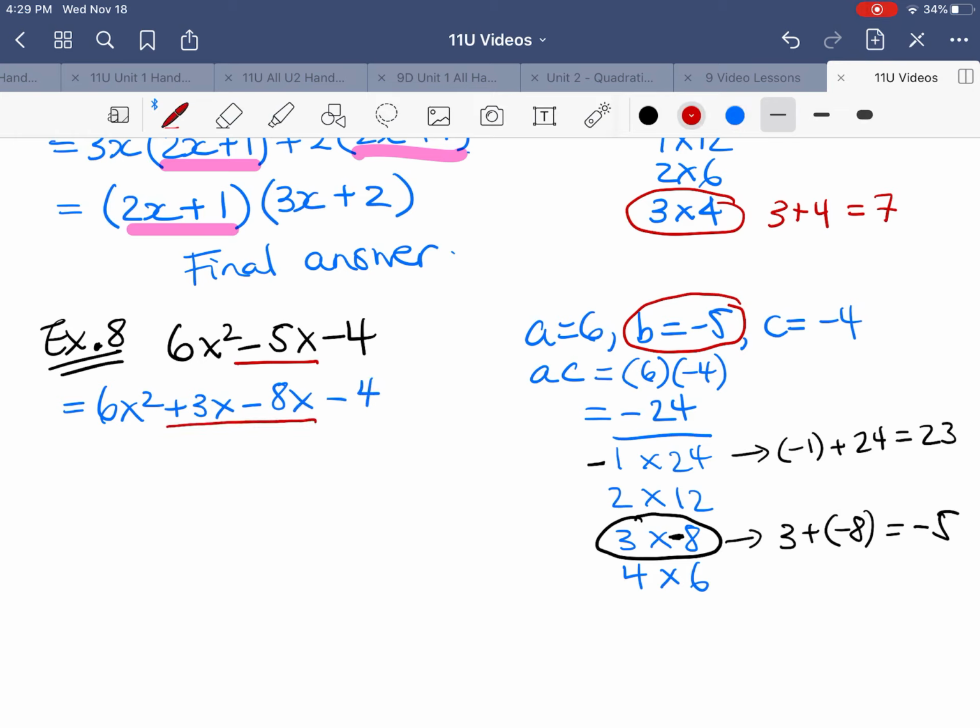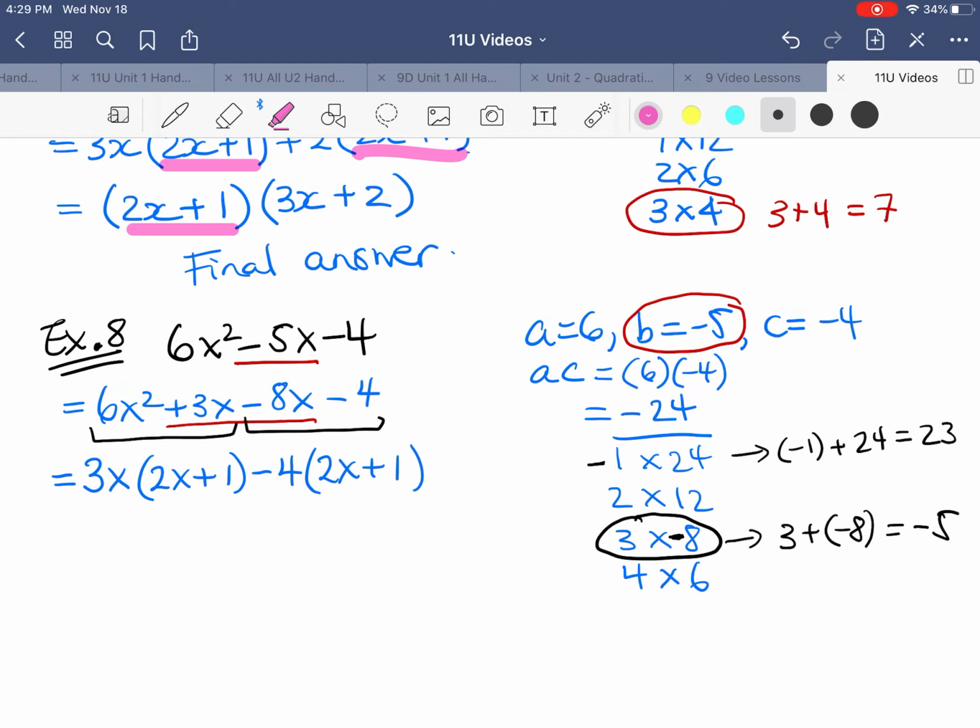Again, it doesn't matter what order your two middle terms are in. We could write the negative 8x first and then the plus 3x. The order does not matter as long as the sign is with it. So now we are going to factor by grouping. In our first pair, we can factor out a 3x, and we'll be left with 2x plus 1. In our second pair, we have a negative 8x and a negative 4, so we're going to factor out a negative 4, and we'll be left with 2x plus 1.